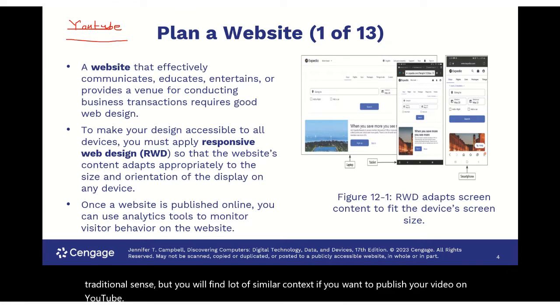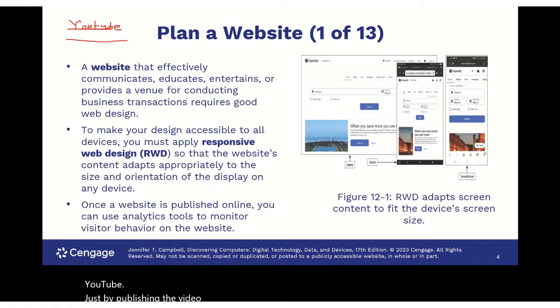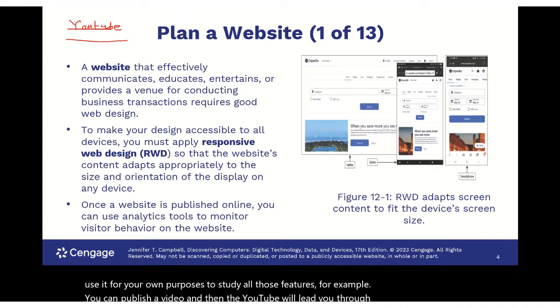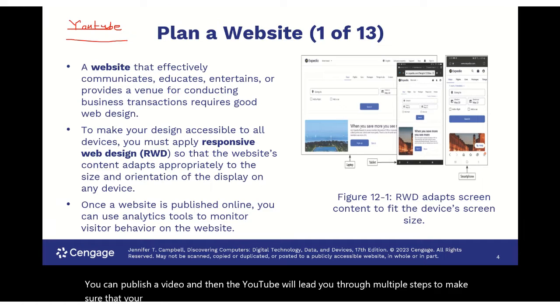Just by publishing the video, you will not make it public. You can make it private and you can use it for your own purposes, to study all those features. For example, you can publish a video and then YouTube will lead you through multiple steps to make sure that your video is satisfying all the accessibility requirements. One of them should be to generate the subtitles or captions.